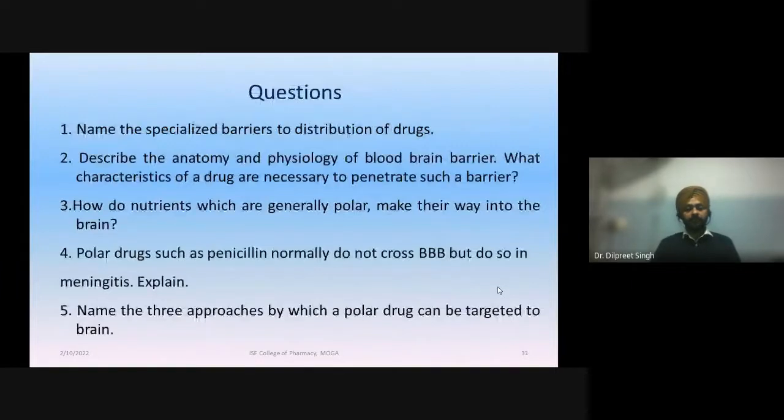The questions that come from this topic are: What are the specialized barriers which affect the distribution of a drug? Describe the anatomy and physiology of the blood-brain barrier. What characteristics of a drug are necessary to penetrate such a barrier? What type of nutrients, which are generally polar, make their way into the brain? Polar drugs such as penicillin normally do not cross the blood-brain barrier but somehow do in meningitis. Explain. Name the three approaches by which a polar drug can be targeted to the brain.